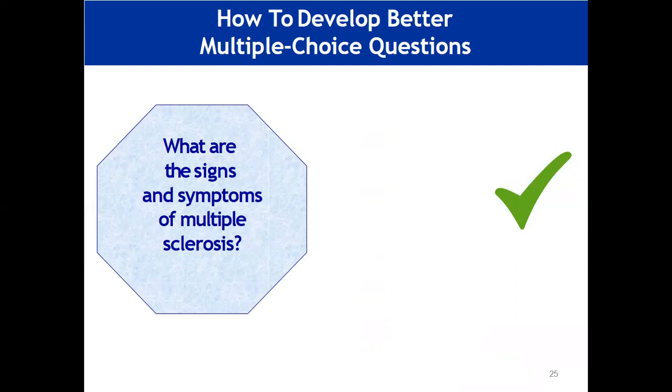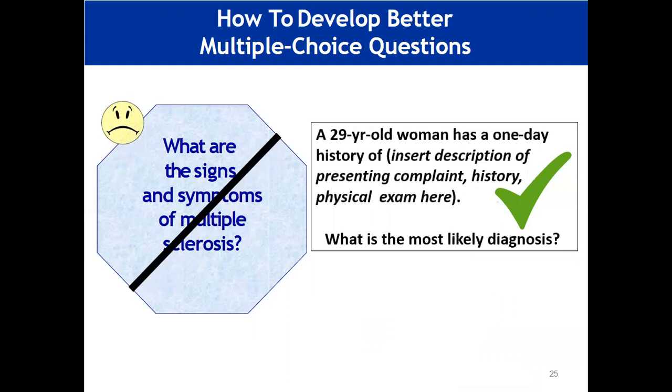Suppose there is a question, what are the signs and symptoms of multiple sclerosis? This question seems to be okay, but then what is the flaw and what is the correct alternative to that question? That is the wrong one, and the correct one is: a 29-year-old woman has a 1 day history of, and then you give the main complaint, the history and the physical exam which are relevant to multiple sclerosis. There should be enough information that the students should be able to decide, because many of the diseases share the same signs and symptoms.